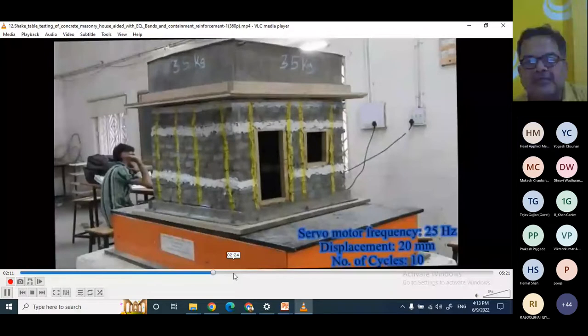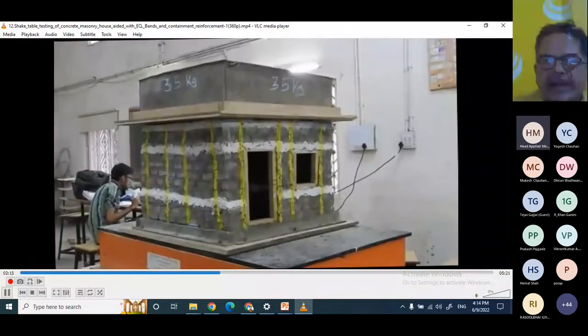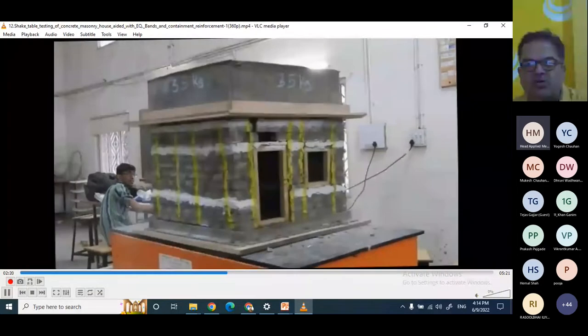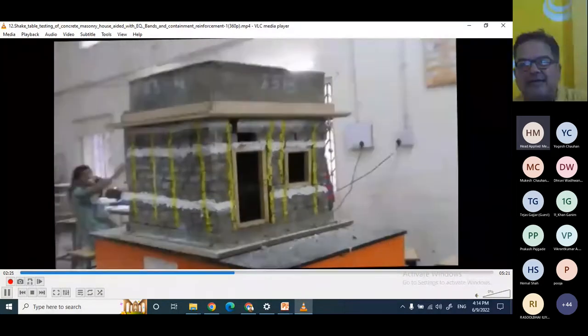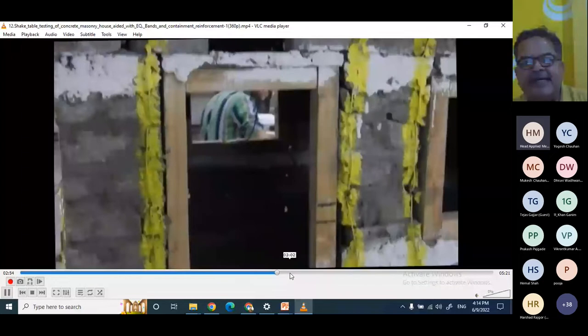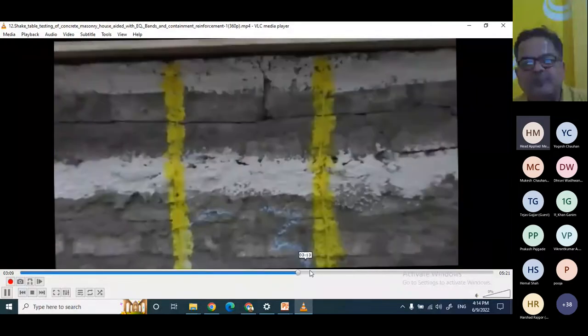You can see now for the higher frequency, for the higher energy input, it starts failing. But because of the containment, you can see the masonry is still intact. In the earlier case, there was a sliding failure and the whole structure failed suddenly, right? So you need reinforcement in the vertical direction to take the tension which is created because of the lateral movement of your structure during an earthquake, right?